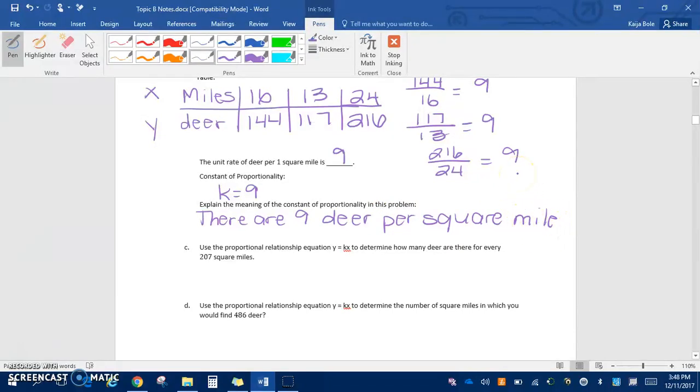Part C says to use the proportional relationship equation y equals kx to determine how many deer there are for every 207 square miles. So we know our k, so we're going to have y equals 9x. And we know that we have miles, which is x, so we're going to do 9 times 207. And if you do that in the calculator, you get 1,863. And this would be 1,863 deer.